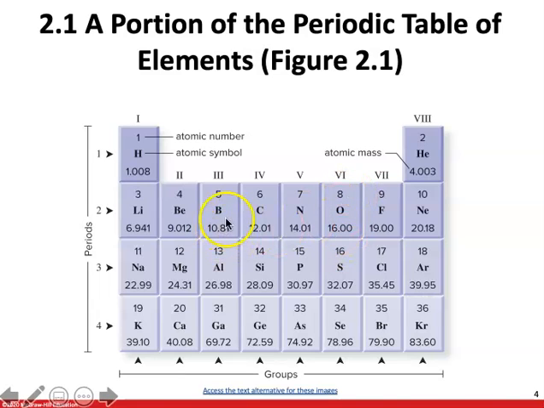Carbon is going to be represented by the letter C. That's the atomic symbol for carbon. N is the atomic symbol for nitrogen, so on and so forth. So here's just a portion of the periodic table showing how that works.